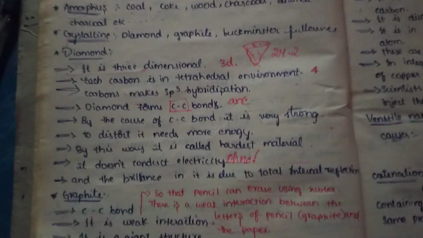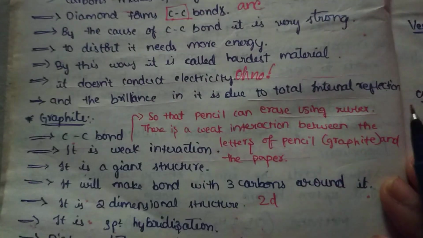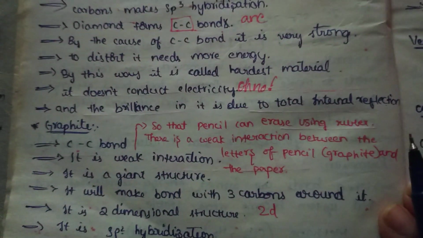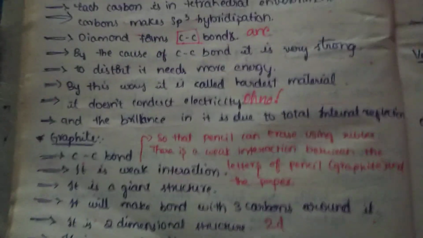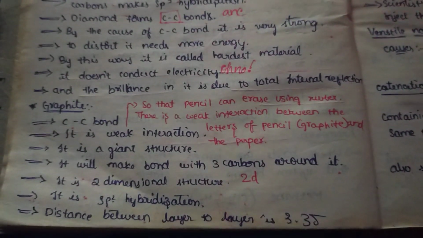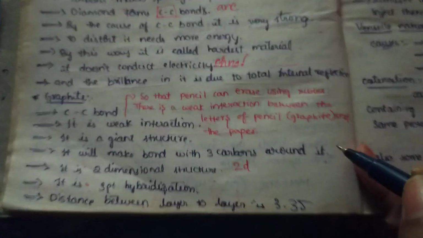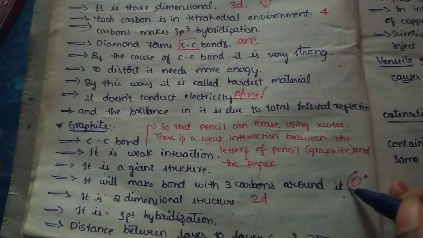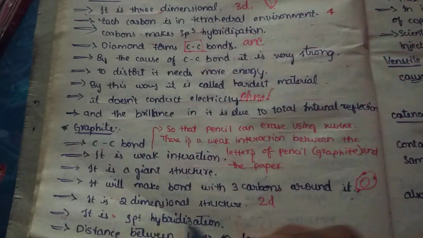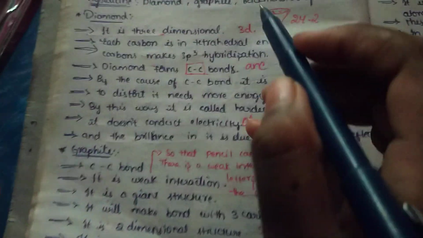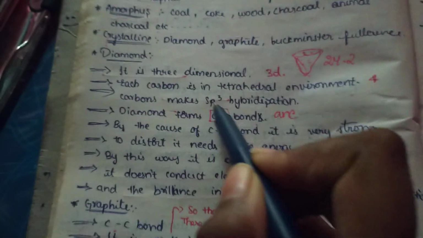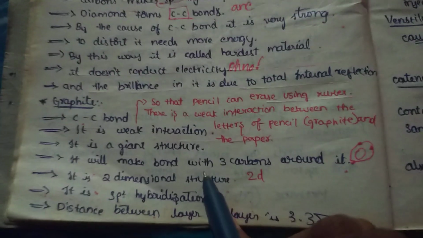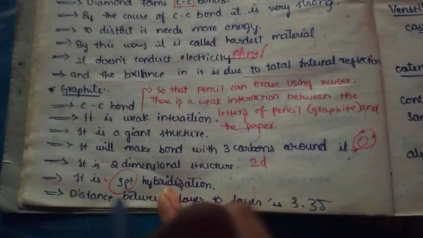Graphite: the C-C bond is a weak interaction. It is a layered structure. So that a pencil can be erased using a rubber. There is a weak interaction between the pencil graphite and the paper. See, it makes bonds with 3 carbons around it. And guys, it's two-dimensional sp2 hybridization. See, if it's 3D, it's going to be sp3. If it's 2D, it's going to be sp2.